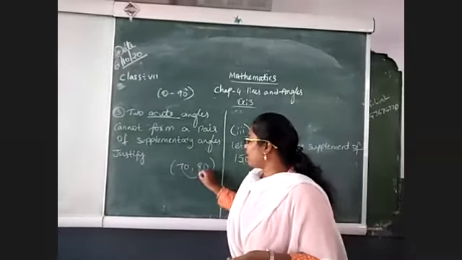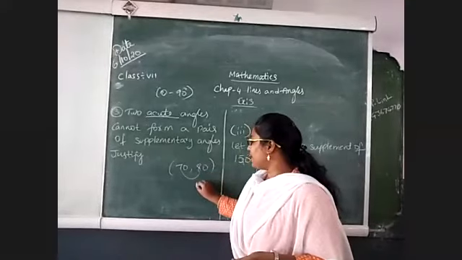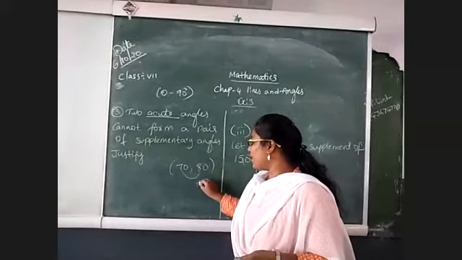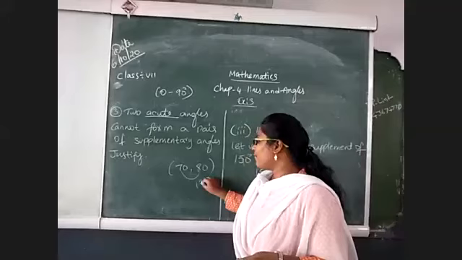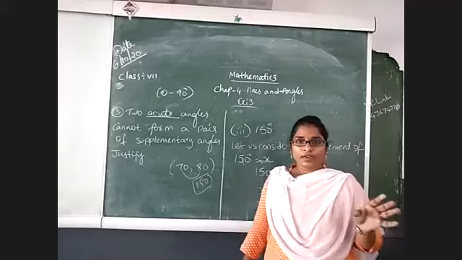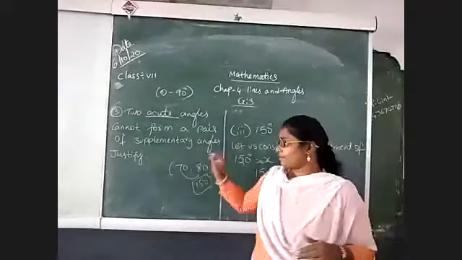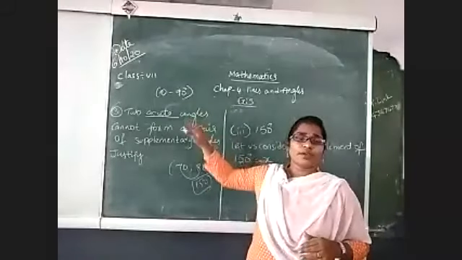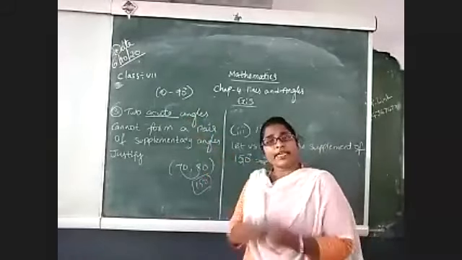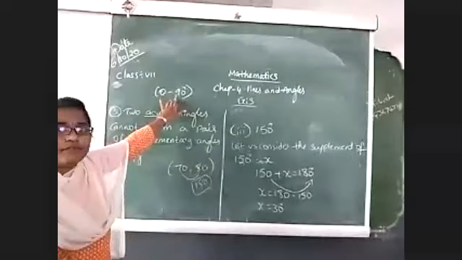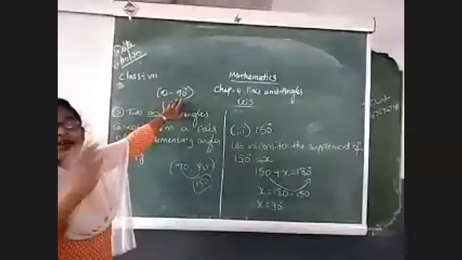See, 70 plus 80 is 150. Clear. So we cannot form it by using two acute angles. You can take any two acute angles from 0 to 90 degrees, any two numbers, and if you add them, you are not going to get 180 degrees.